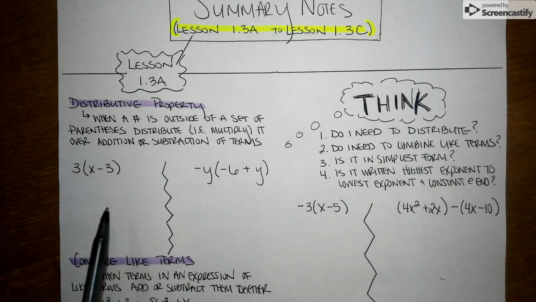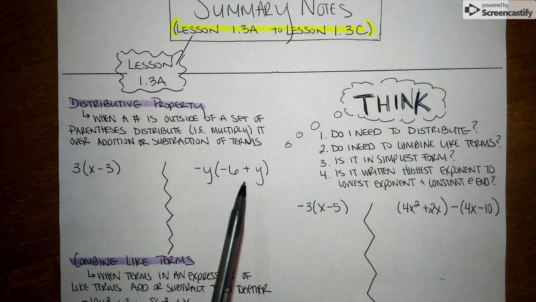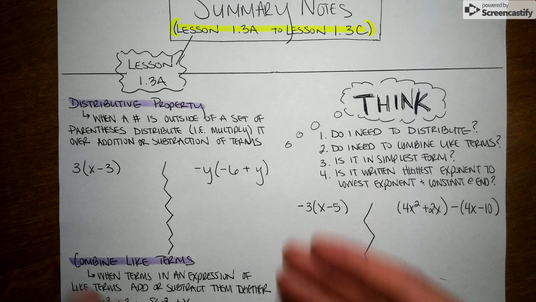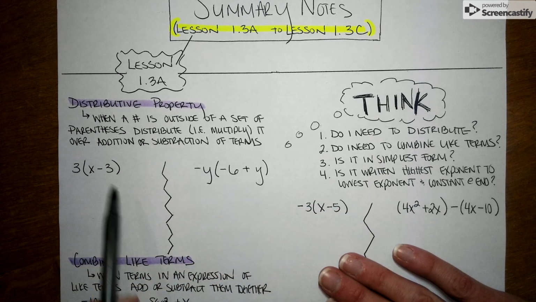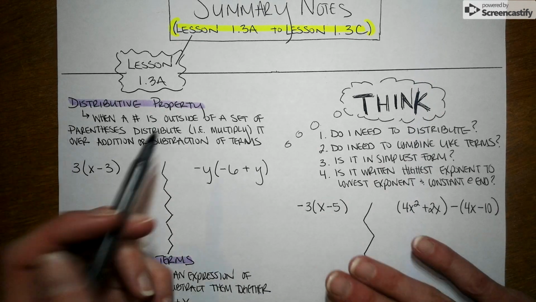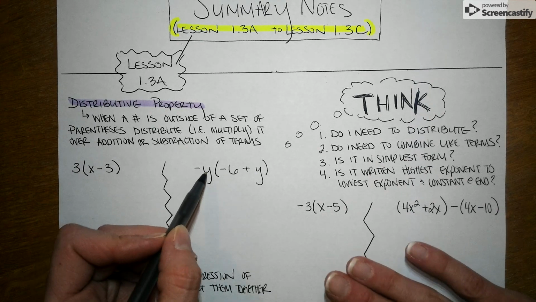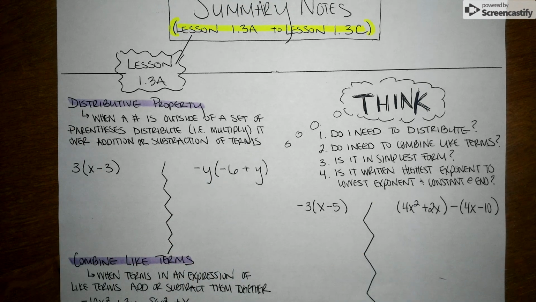A dead giveaway that you have to use the distributive property is if parentheses are present in your problem or in your examples. So in this case, as we can see in both of my examples, there's at least one set of parentheses, and there is a number or a constant or a variable out front that I need to distribute into the terms that are within the parentheses.